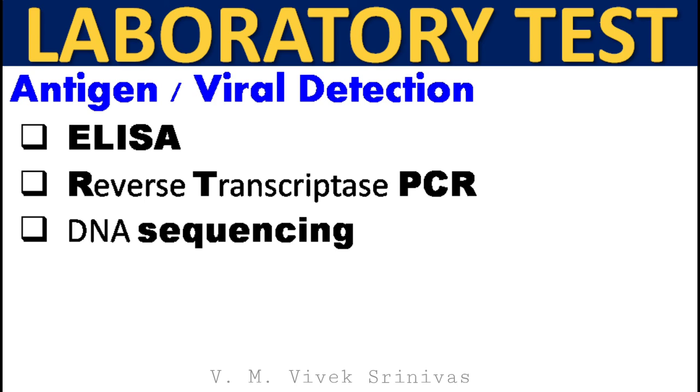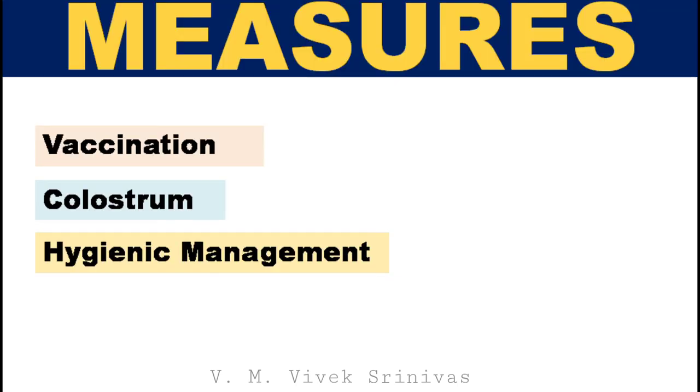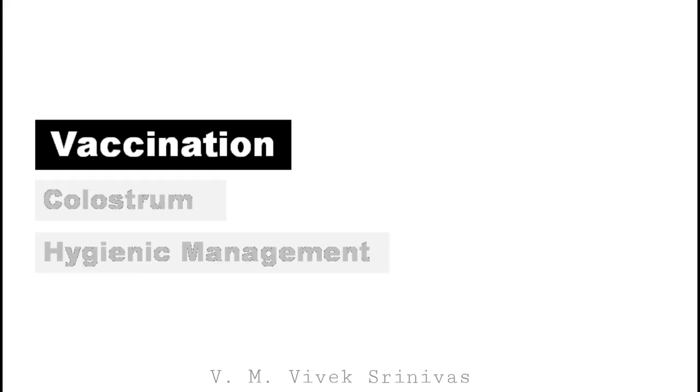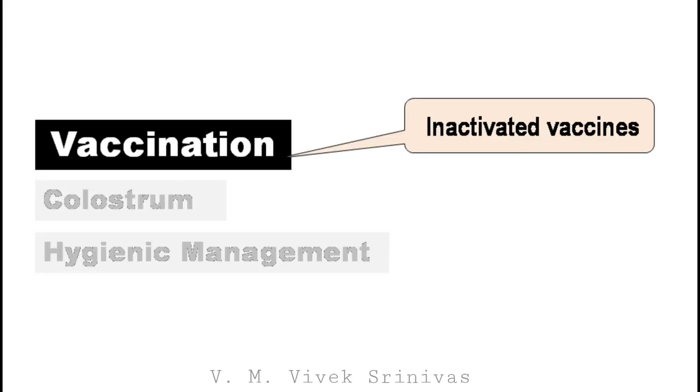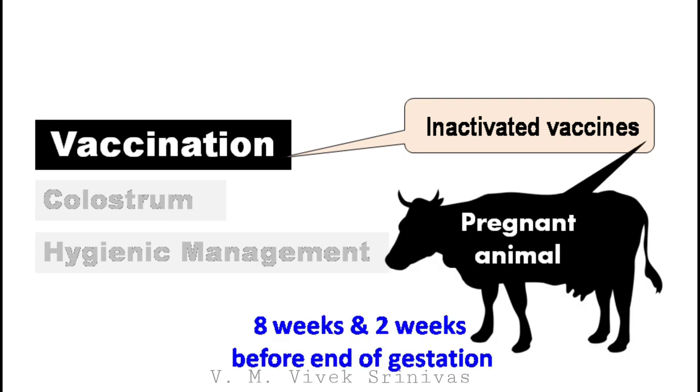For virus detection, ELISA, reverse transcriptase PCR, and DNA sequencing are done. Prevention and control. These are the measures followed for the prevention and control of this infection, like vaccination, using inactivated vaccines, in pregnant animals, at 8 weeks and 2 weeks before the end of gestation. The objective is to maintain immunity in the colostrum by vaccinating the dam.